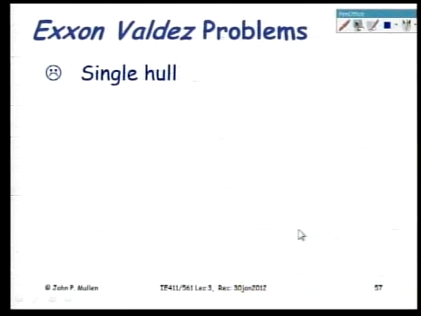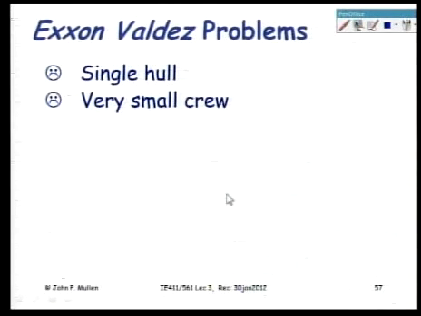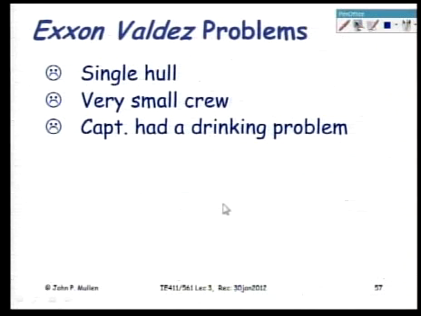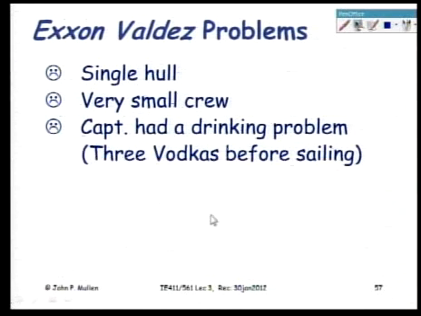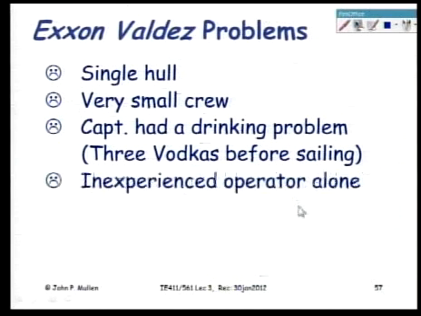There were a number of problems with the Exxon Valdez. It had a single hull. So what that means is, what you see on the outside of the ship, on the other side of that same piece of metal is a tank of crude oil. Very small crew. I forget exactly, it was either 12 or 14. The captain had a drinking problem. Well, he didn't have a problem drinking. He had had 3 vodkas just before sailing. So he left an inexperienced operator alone on the bridge.